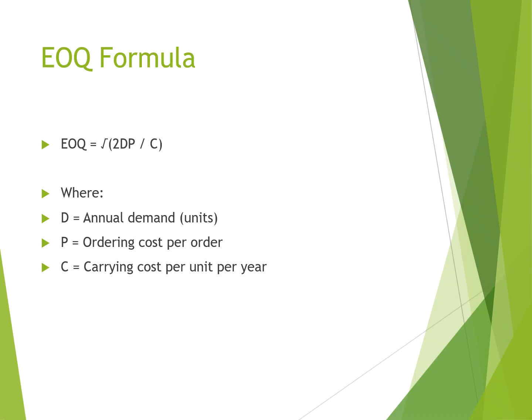The EOQ formula looks like this. EOQ equals the square root of 2 times demand times ordering cost divided by carrying cost. D is annual demand in units. P is ordering cost per purchase order. C is carrying cost per unit per year. The formula balances ordering and carrying costs mathematically.